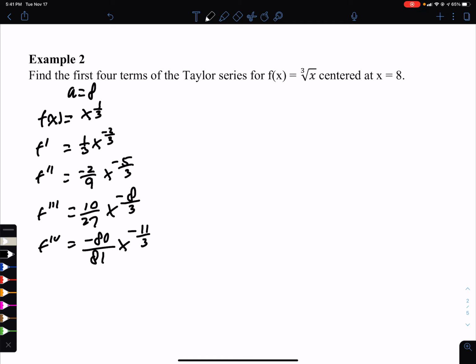Okay, here's where the work begins. What's f at 8? The cube root of 8 is 2. I can do that. What's f prime of 8? So let's do this. The cube root of 8, that's going to be 2. We're going to square that to get 4, but negative puts it on the bottom, so it's going to be 1/4. So 1/3 and 1/4 is 1/12. Ooh, this might get pretty ugly.